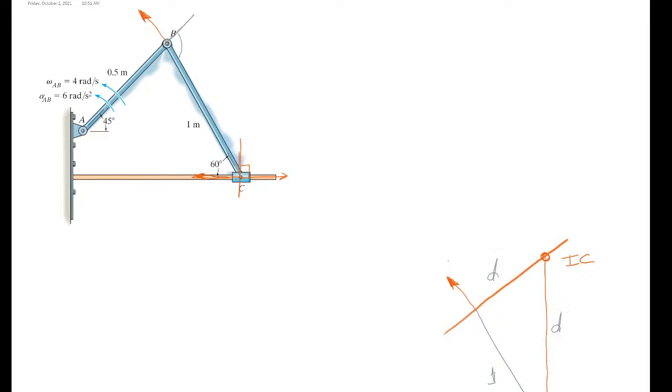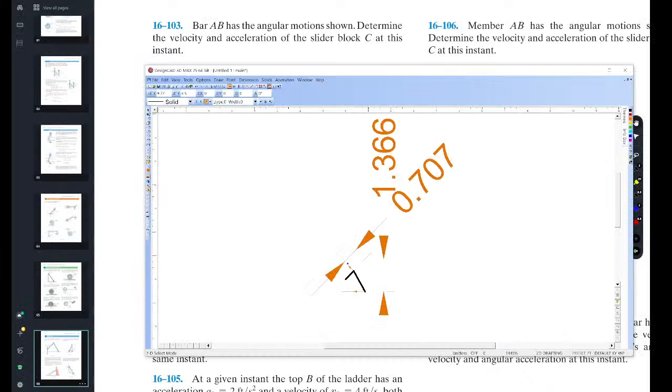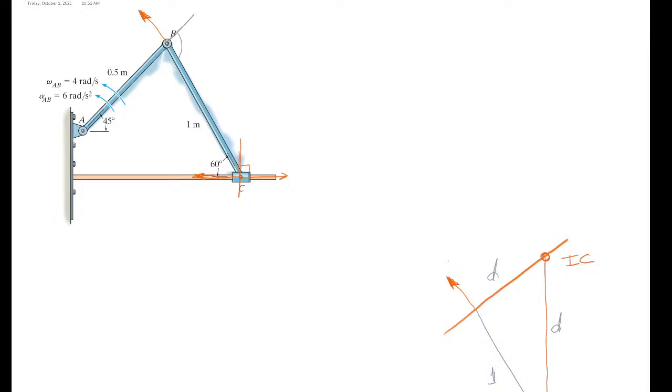Now, I went ahead and decided to make things simple for myself and draw it to scale on a drawing. And these are the 2 distances I got. Now, I did this because one of the things that engineers need to be able to do is this.